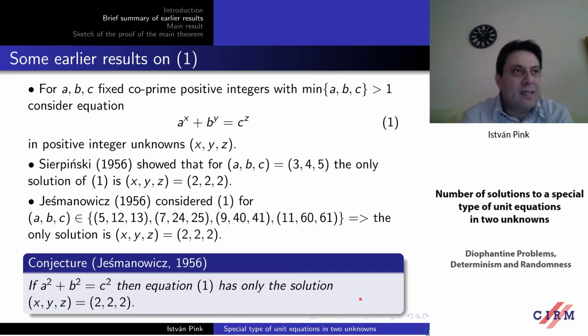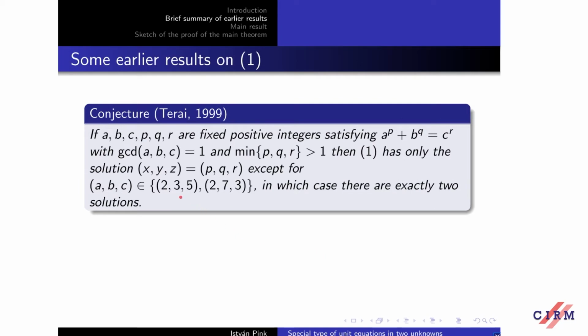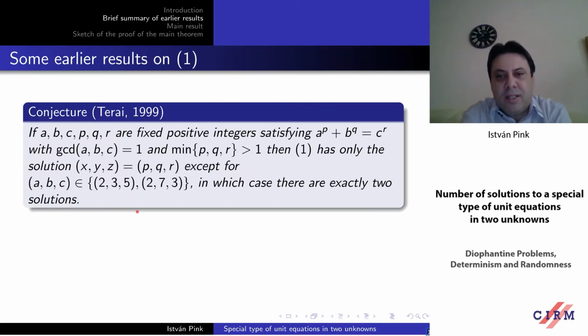So I would like to emphasize that there are many papers concerning special cases of Jesmanovic's conjecture, but this conjecture is still open in general. After some significant works on our equation 1, Terai formulated another conjecture, which is an extension of the conjecture of Jesmanovic in the following sense. If a, b, c, p, q, r are fixed positive integers satisfying this equality with these properties, then equation 1 has only the solution p, q, r, except for 2 cases, in which case we know that there are exactly 2 solutions. Of course, in its full generality, this conjecture is still open, since it contains the Jesmanovic conjecture.